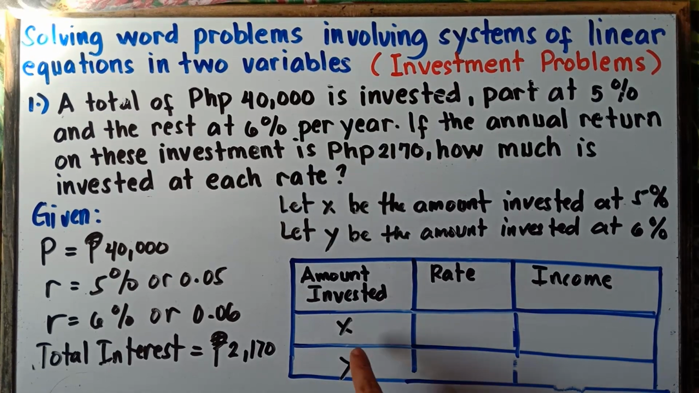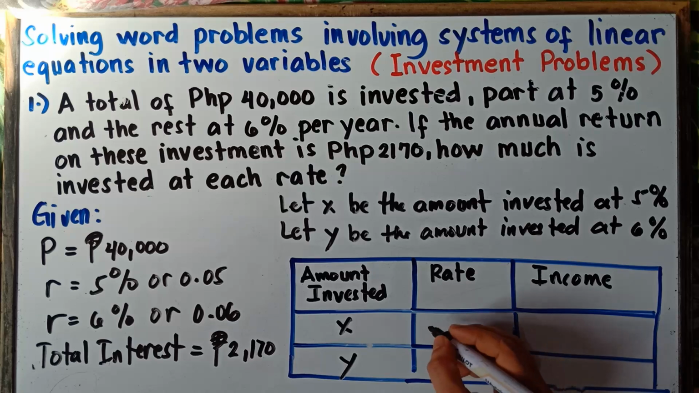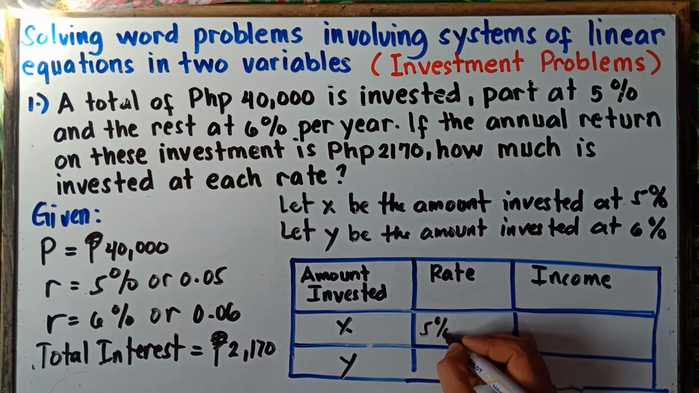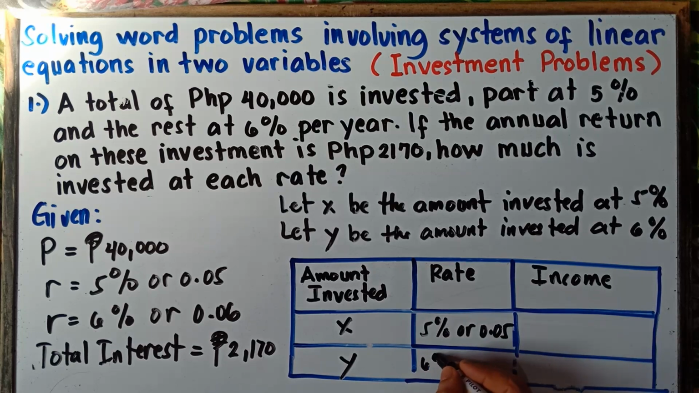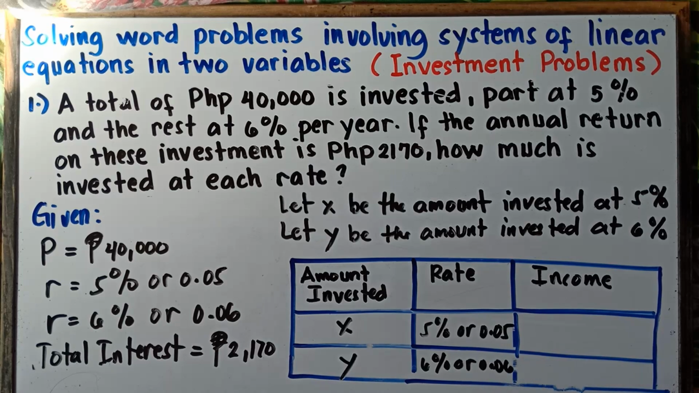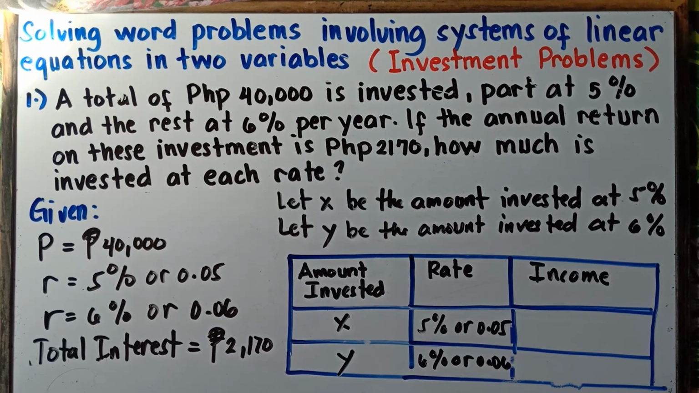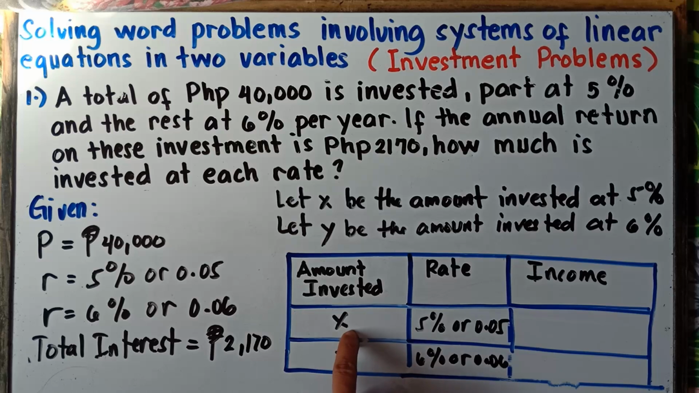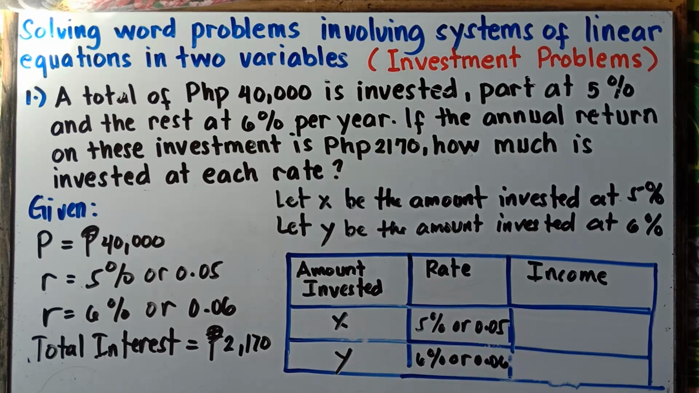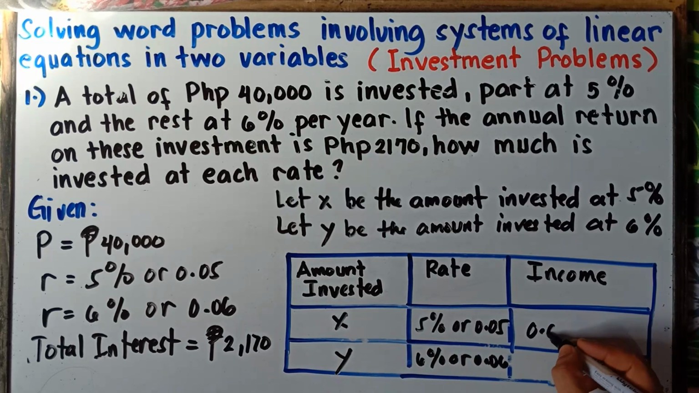Alright, so this will be X, and then the rate, that would be 5%. So this is 5%, or we can write this as 0.05. This one is 6%, or 0.06. Alright, so the total income, class: if you multiply X by 0.05, the answer, class, is 0.05X.